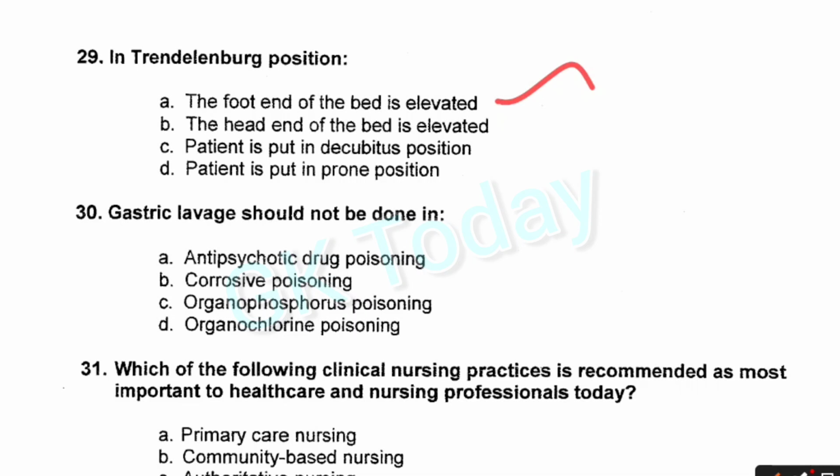Question number 30. Gastric lavage should not be done in? Correct answer is option B, corrosive poisoning. Question number 31. Which of the following clinical nursing practices is recommended as most important to healthcare and nursing professionals today? Correct answer is option D, evidence-based practice.